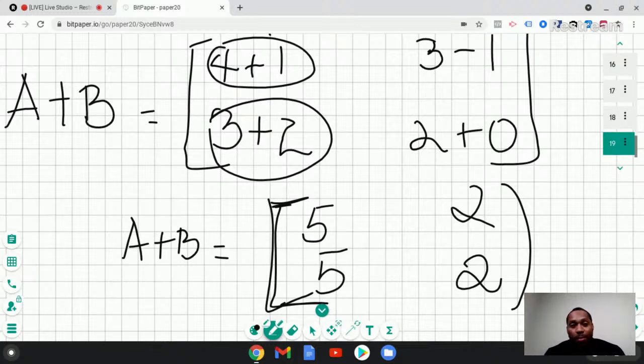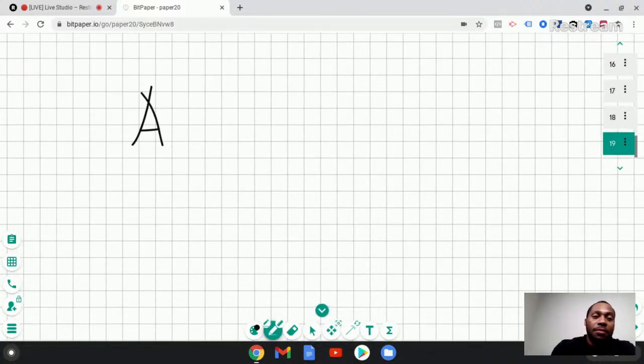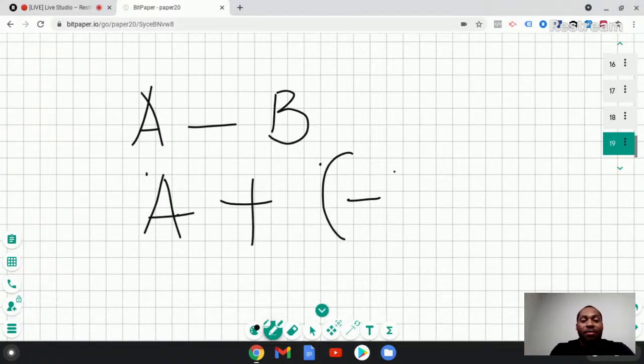Now, the little bit challenging part is multiplication. We're going to get to that. Before we do that, let's say we wanted A minus B. There are two ways that you can think about this. I'll show you what I mean. Let's say we have a matrix A and a matrix B. Using the way we already know how to add matrices, we can say A plus -B.